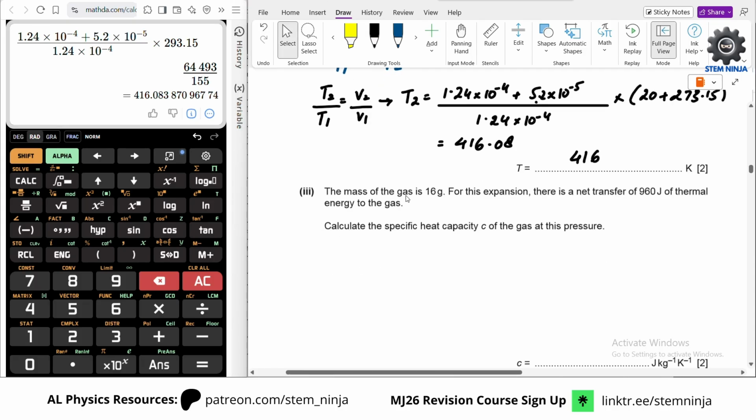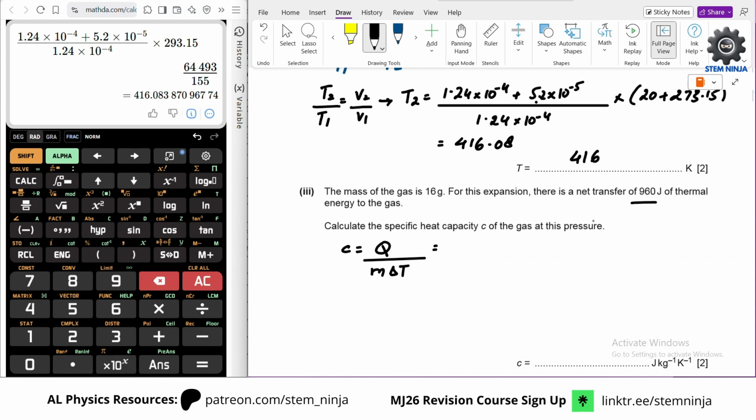Alright, the mass of the gas is 16 grams. For this expansion there is a net transfer of 960 joules of thermal energy to the gas. Calculate the specific heat capacity of the gas at this pressure. So we have C equal to the thermal energy transfer over M times the change in temperature.